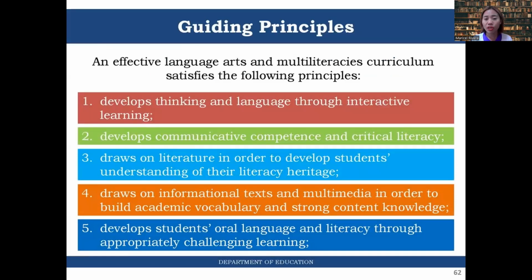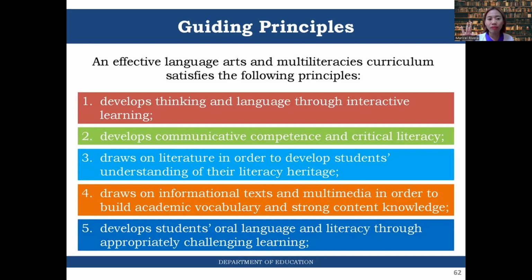Remember, for an effective language arts and multiliteracies curriculum, we have to satisfy the following principles in order for us to claim that we have an effective language arts and multiliteracies curriculum. Number 1, develops thinking and language through interactive learning. You have to make sure you develop the students' thinking and language by making it interactive. Second, develops communicative competence and critical literacy. Third, draws on literature in order to develop students' understanding of their literary heritage.